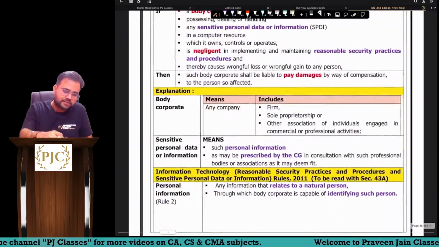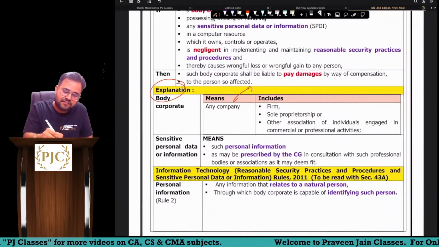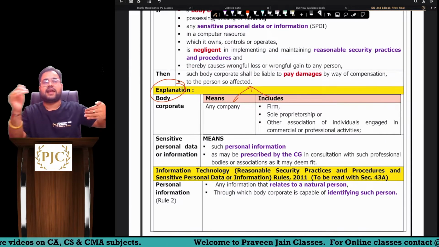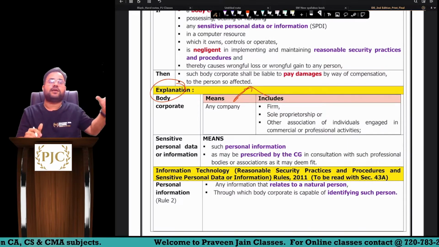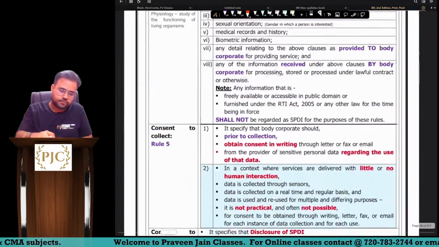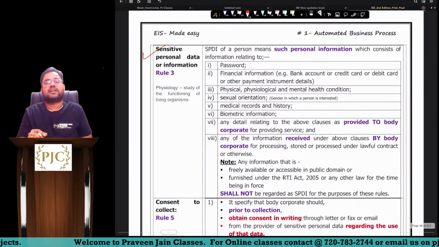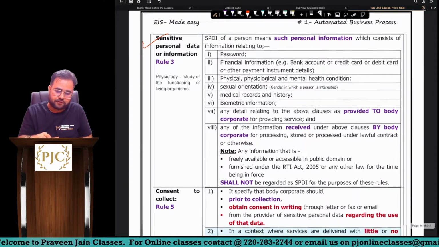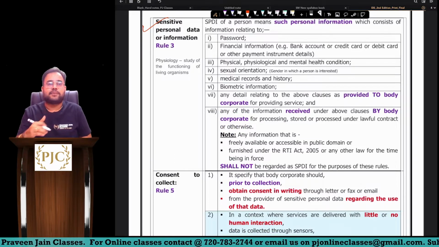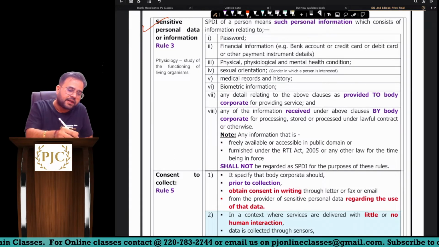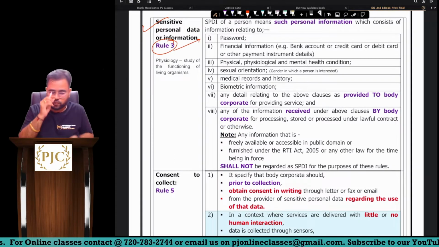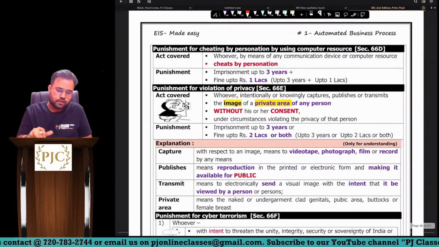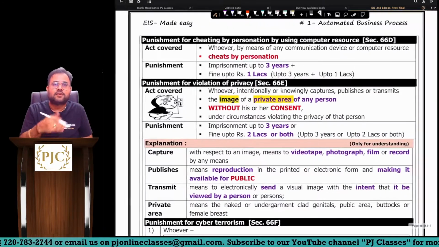Similarly, you can see the explanation; we have divided things into 2 parts. The explanation is given in the form of means and includes. I have kept one table for means and another table for excludes. You can see rule number 3, which talks about SPDI, sensitive personal data or information. All those points are kept again in tabular format. These are all sub rules. Likewise, again there are diagrams to make things look more fun.